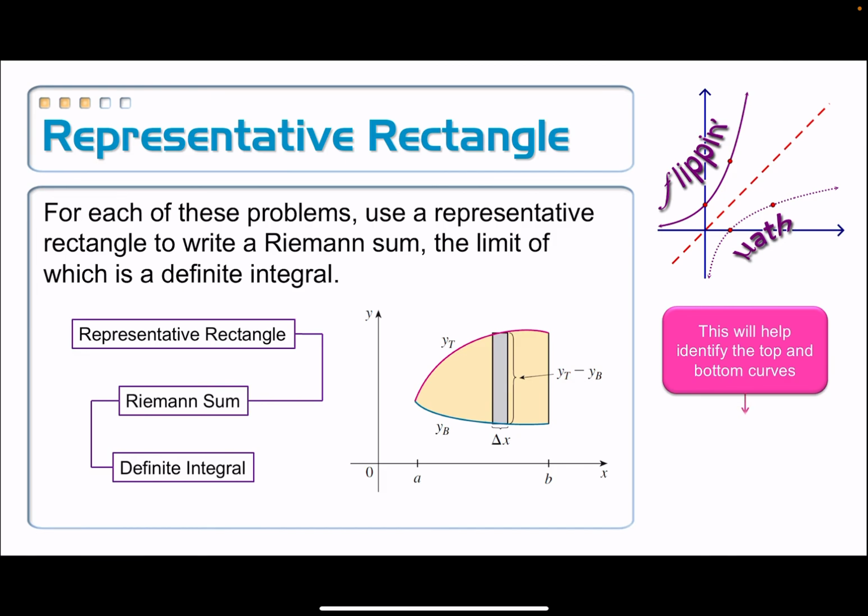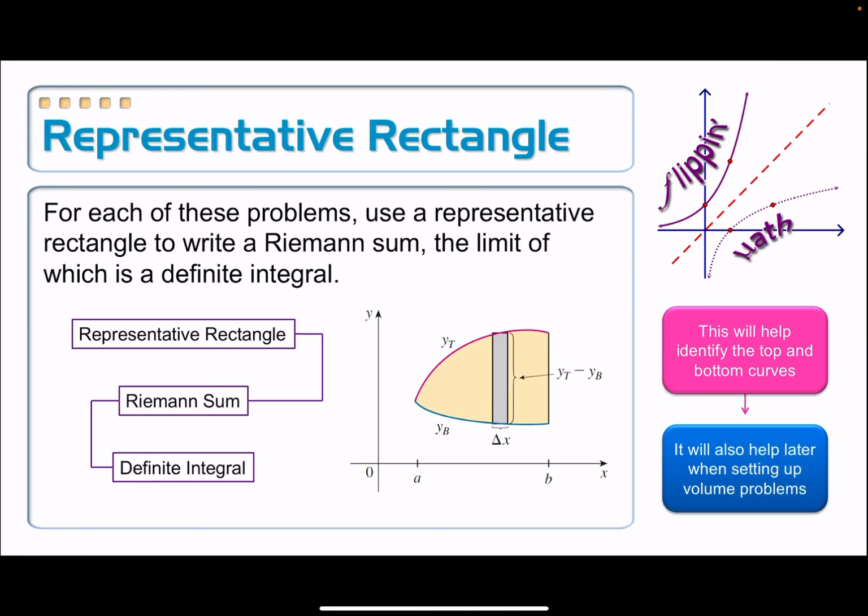The other thing it's going to help us do is later we're going to take this rectangle and do some super special stuff with it involving volume. So picture this ahead of time, just a sneak preview. What would happen if I took this representative rectangle and rotated it around the x-axis? It should generate a three-dimensional shape, and that shape is going to have some volume, and we can also find that volume using some integration, and that's going to come up in a future lesson within the same unit.